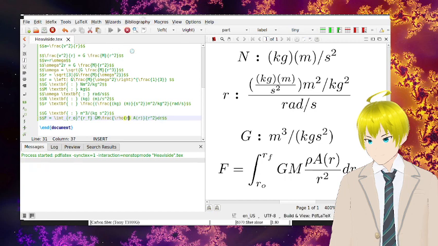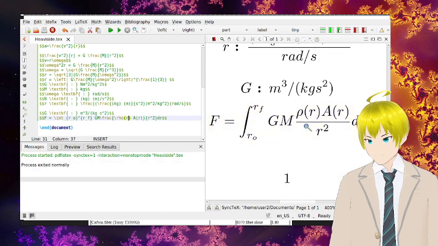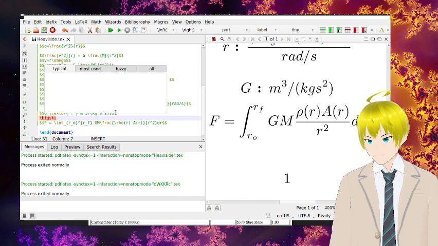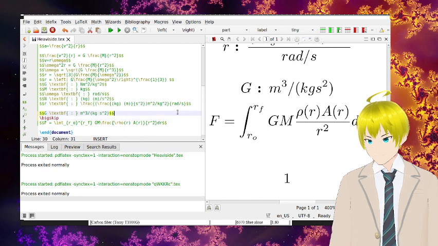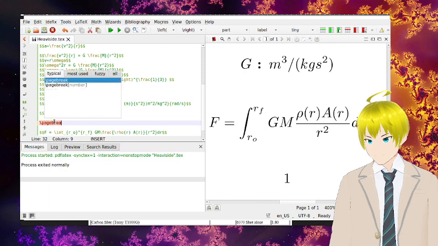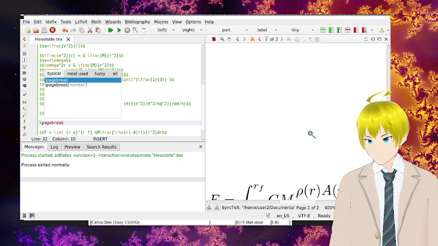So now, in order to solve this integral, let's just do a new page, actually. Page break. It's on the next page.